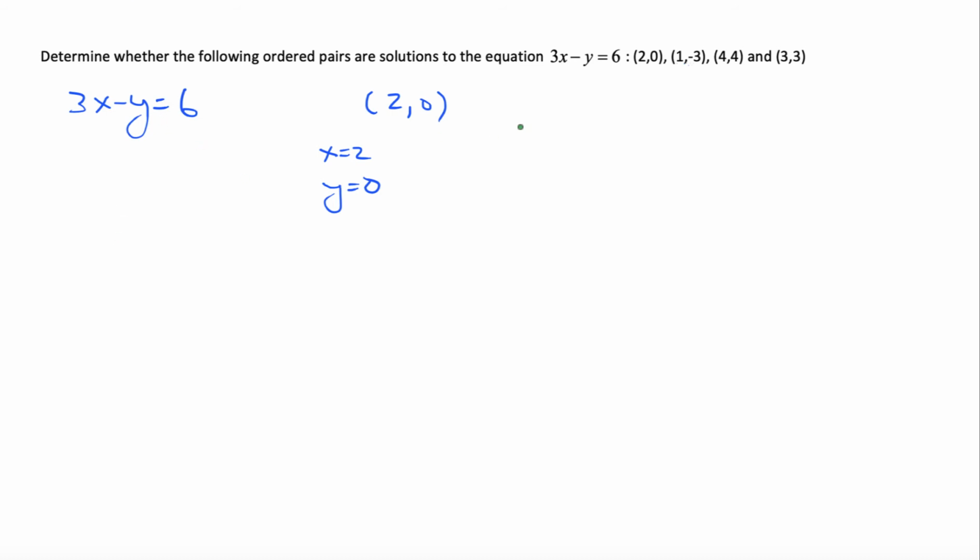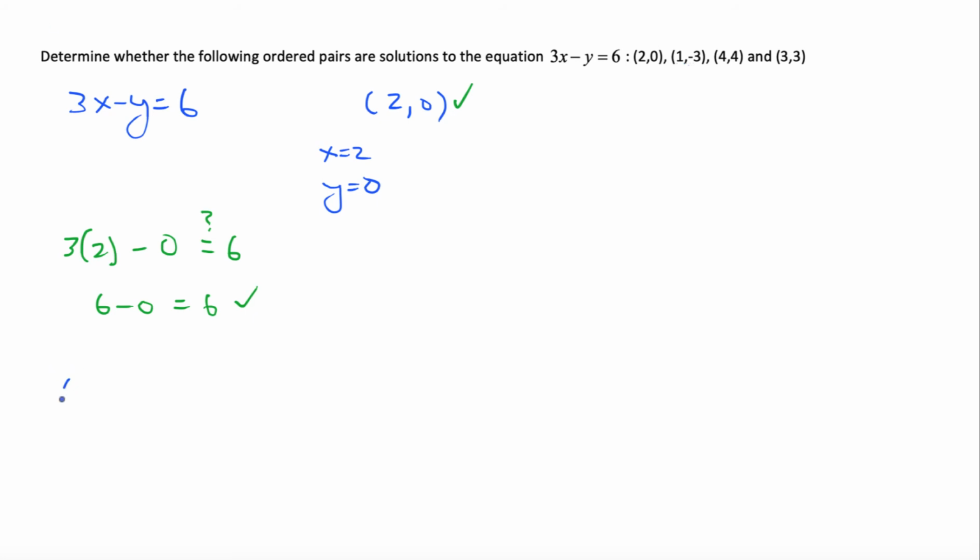For the first point, we'll plug in 3 times x, but in this case x is 2, minus y, which is 0. What we want to determine is, does this equal the other side? Does this equal 6? Well, now we have to work everything out. 3 times 2 is 6, and 6 minus 0 does indeed equal 6. So what does that tell us? It tells us that (2, 0) is a solution. We're going to have to do this for all of these points here.